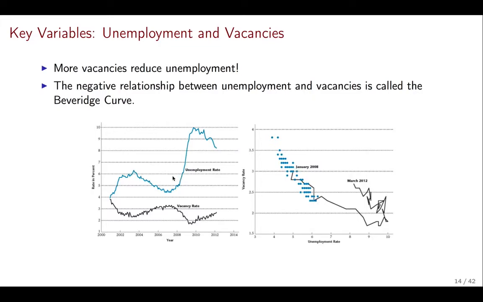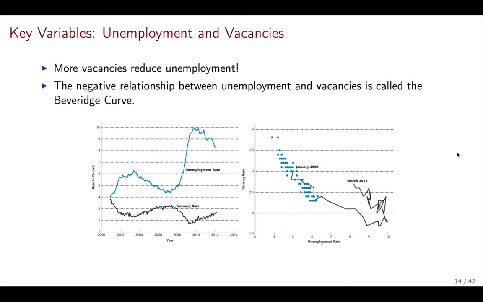The first thing is, if you look here in this graph, there is a negative correlation between the vacancy rate and the unemployment rate. So when the unemployment rate is high, typically the vacancy rate is low, and vice versa. That should make sense because the more vacancies there are, the more job creation there should be. So unemployment should be low when the vacancy rate is high, and vice versa.